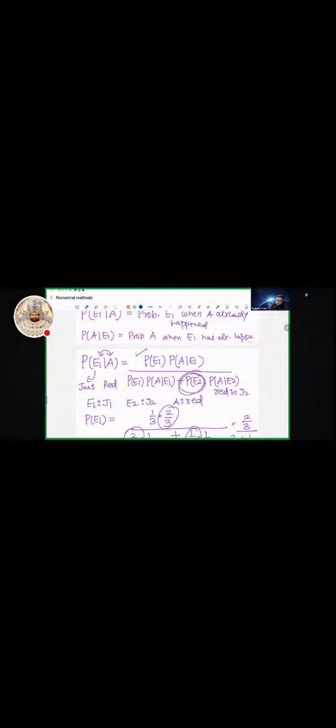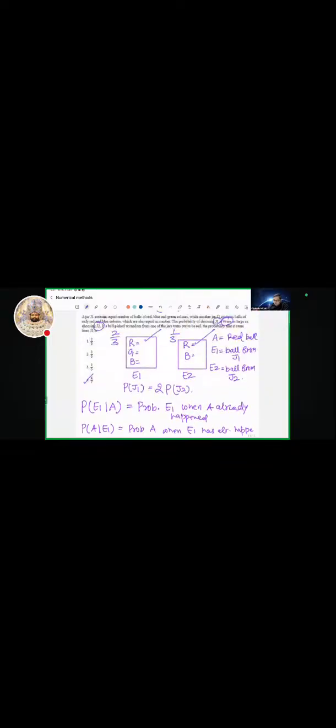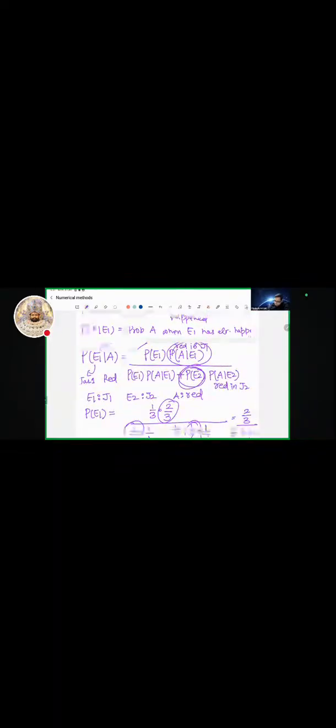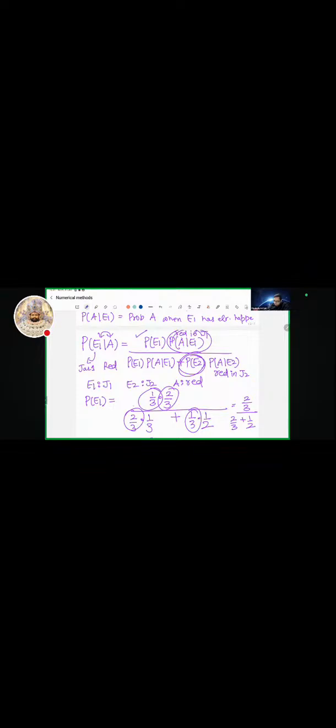Then the next thing, P(A|E1). P(A|E1) means what is the probability that you will get red if it is jar 1? I am telling you that you are in jar 1. Jar 1 has already happened. Now you tell me what is the probability of getting red. If you are in jar 1, the probability of getting red is 1 by 3 because there are 3 equally colored balls. That is why you see 1 by 3 here. This is 1 by 3. Similarly, you put 1 by 3 here.